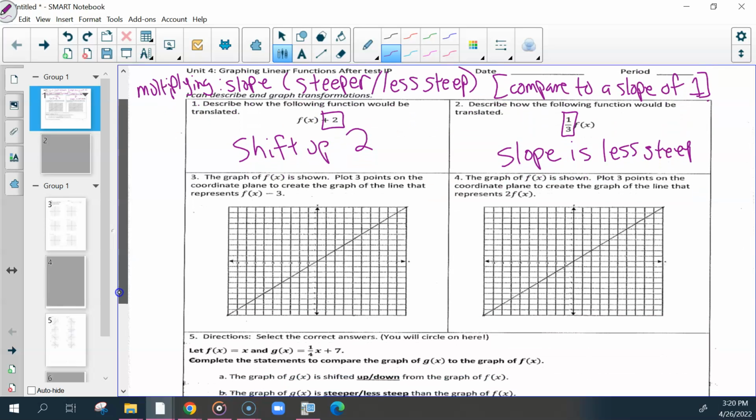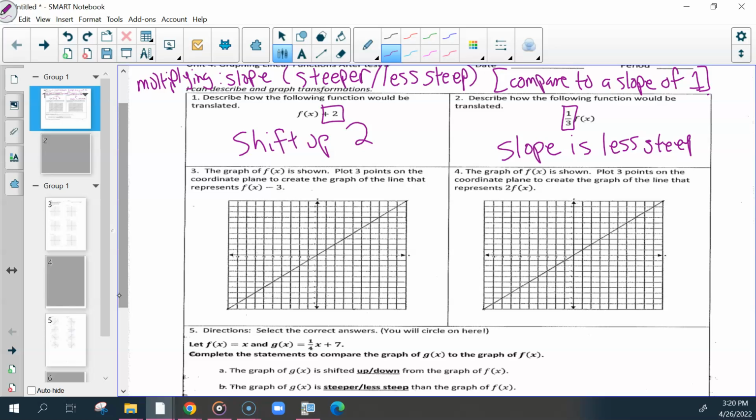And now we're just going to put some of those into practice. So in number 3, we have to plot 3 points on this plane to create a graph that represents f of x minus 3. So if we have minus 3, that's something being done to the y-intercept. So instead of the y-intercept being at 0, 0, it's now being moved down 3. And we just need to plot 2 other points that represent this.